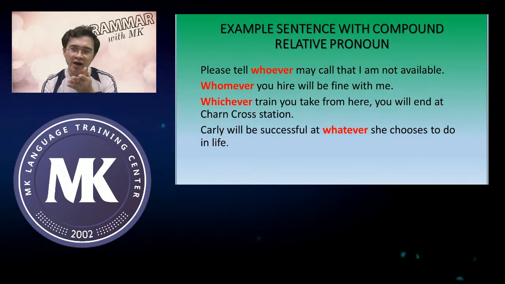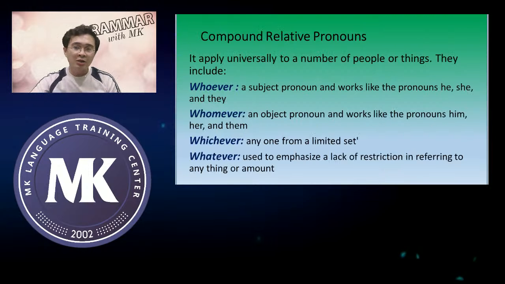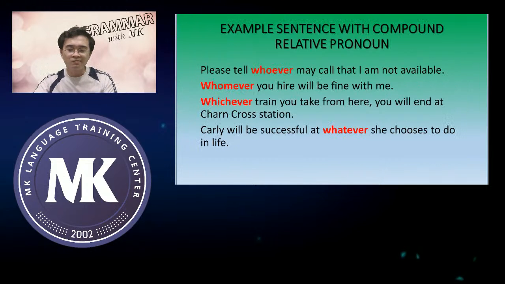For whomever, oh, this one's kind of difficult. Whomever you hire will be fine with me. This one is a compound relative pronoun, but it's difficult to explain. But for whomever, we use this as our clue here: an object pronoun that works like the pronouns him, her, and them. For example, the sentence, whomever you hire will be fine with me.